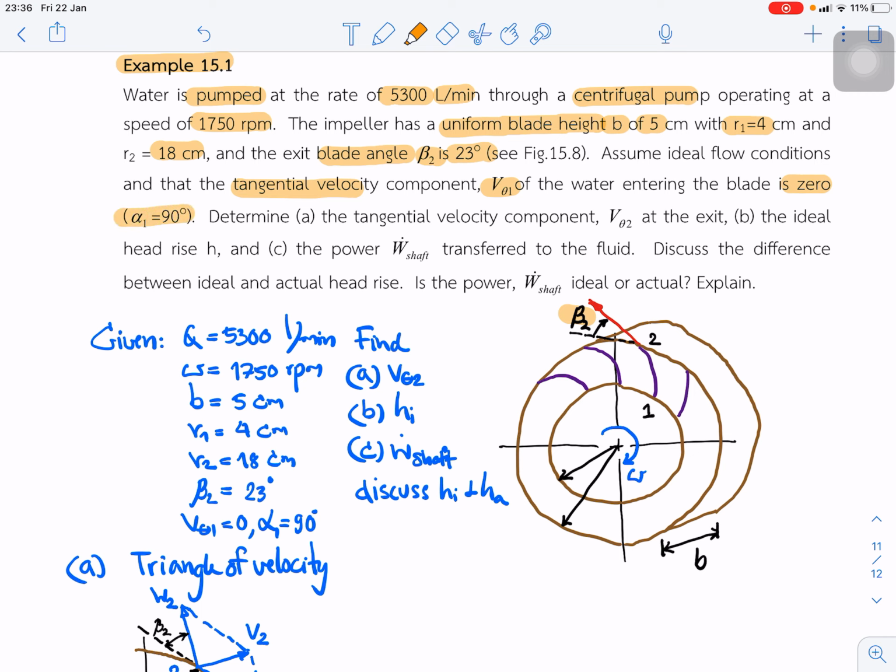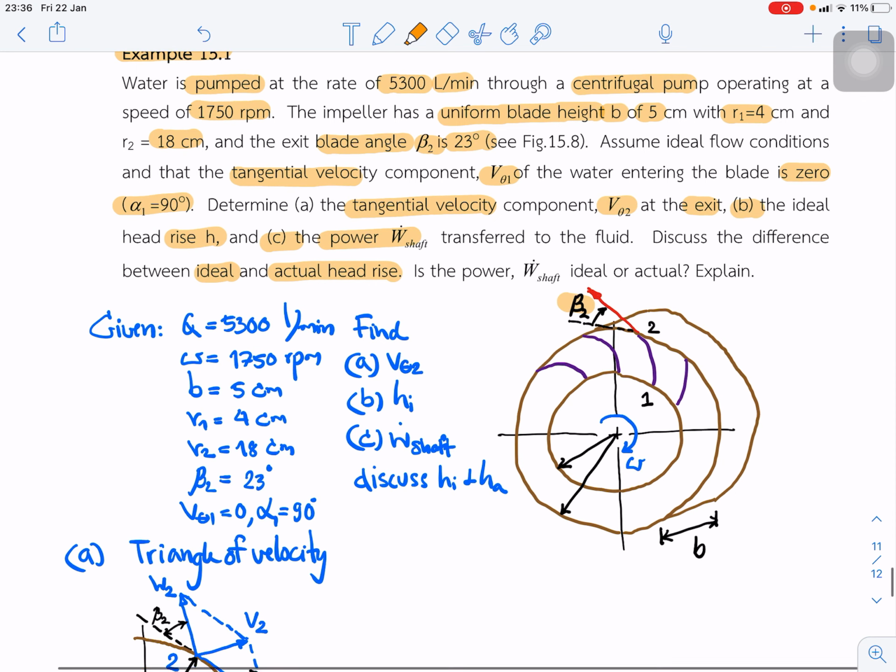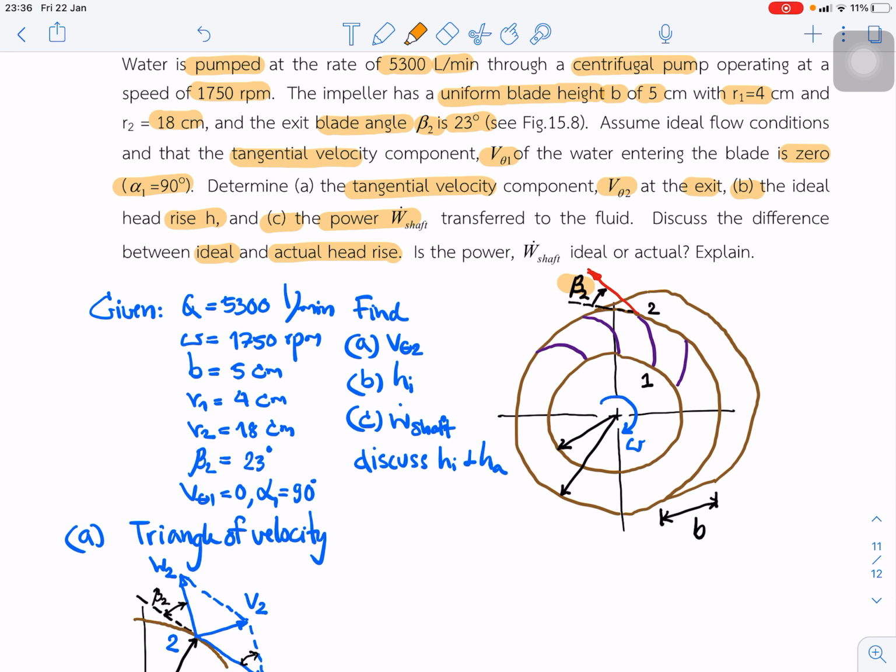So alpha 1 is 90 degrees. Determine: A. the tangential velocity component v theta 2 at the exit. B. The ideal head rise. C. The power transferred to the fluid. Discuss the difference between ideal and actual head rise. Is the power ideal or actual?